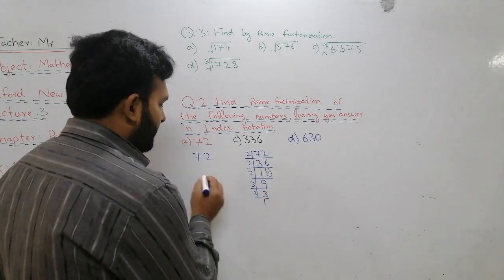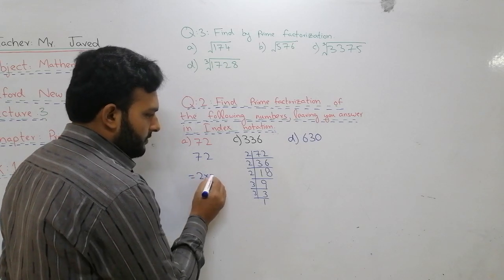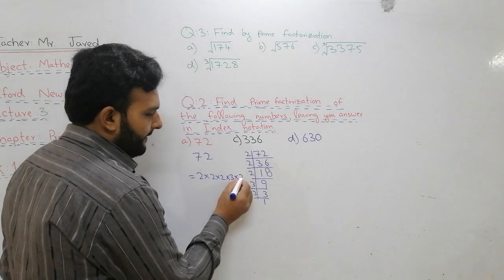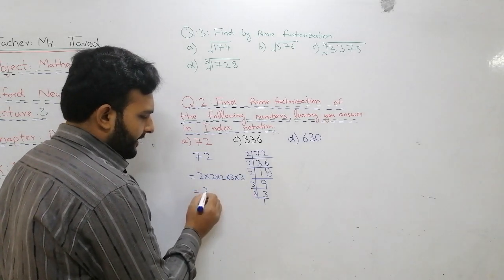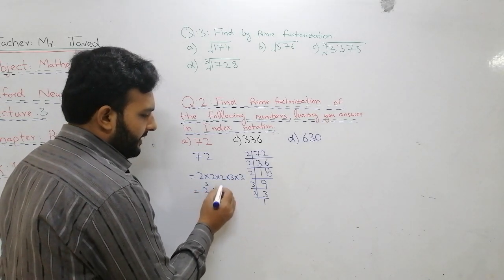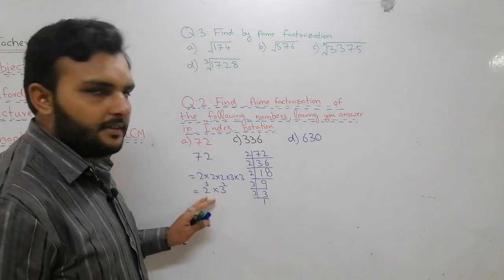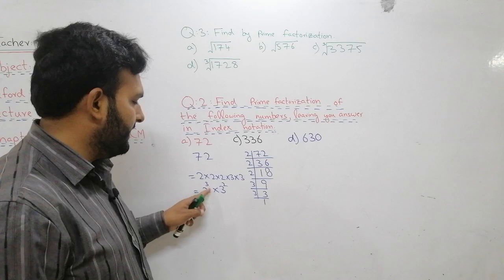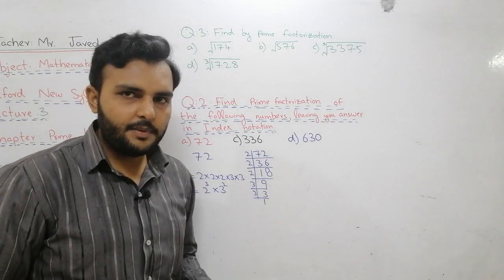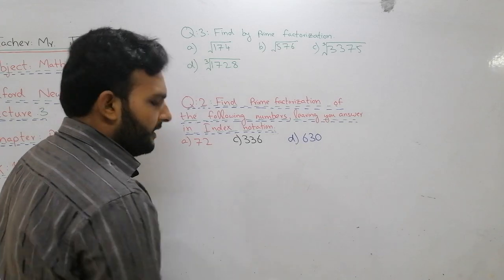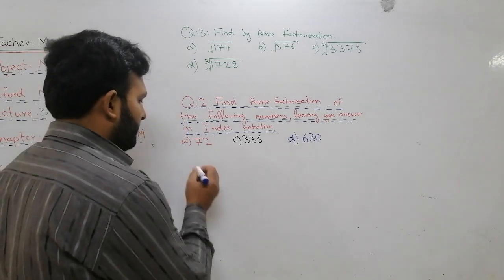Okay, after writing like this, 2 into 2 into 2, and 3 into 3. So how many 2s are here? 3. And how many 3s are here? 2. So this is the prime factorization and this is our index notation, this is index form. Hope you people are clear. I will erase this and solve the next one here. The next is 336.